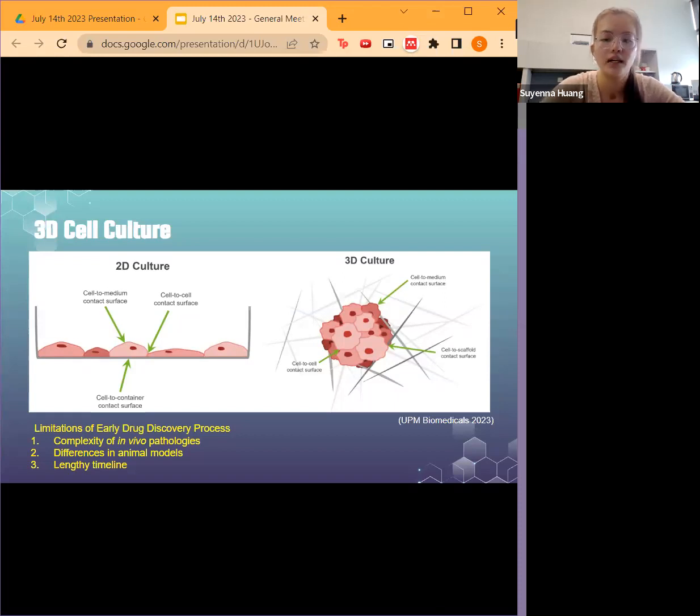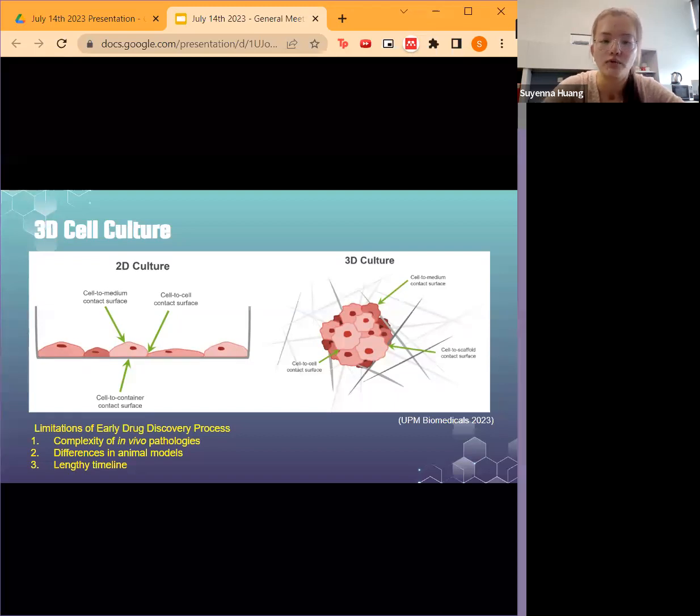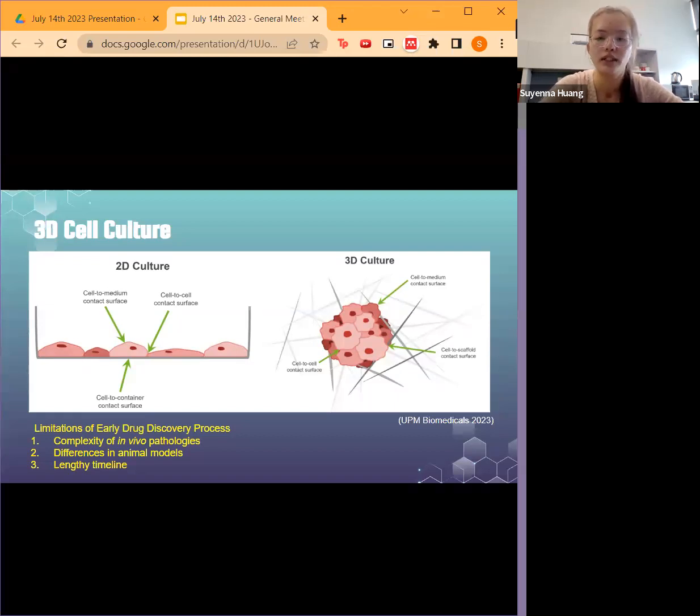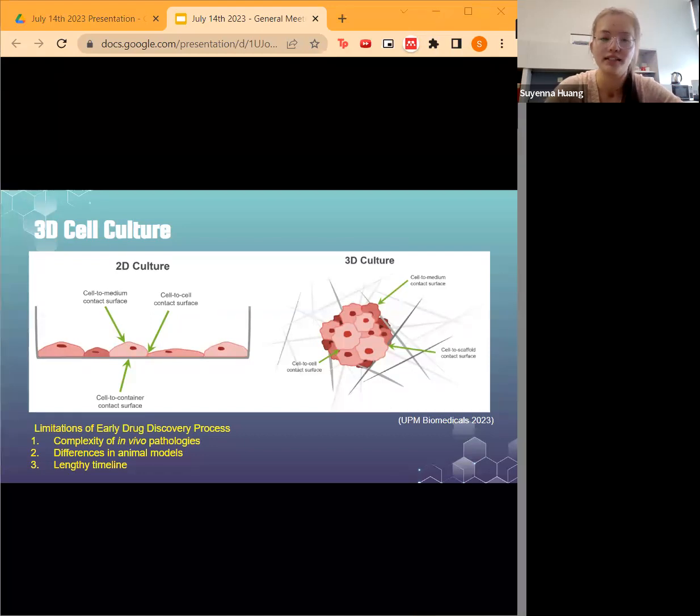As well, 3D cells can also address differences in animal models, because the 3D cells are grown from human stem cells, so they'll more closely respond to the compound the way you see in your body. As well, with the lengthy timeline, the time to identify the drug candidate can be cut down, because if you're screening in an environment that's again more closely mimicking in vivo conditions, like an organoid, then you'll be able to notice any problems with safety or toxicity earlier.